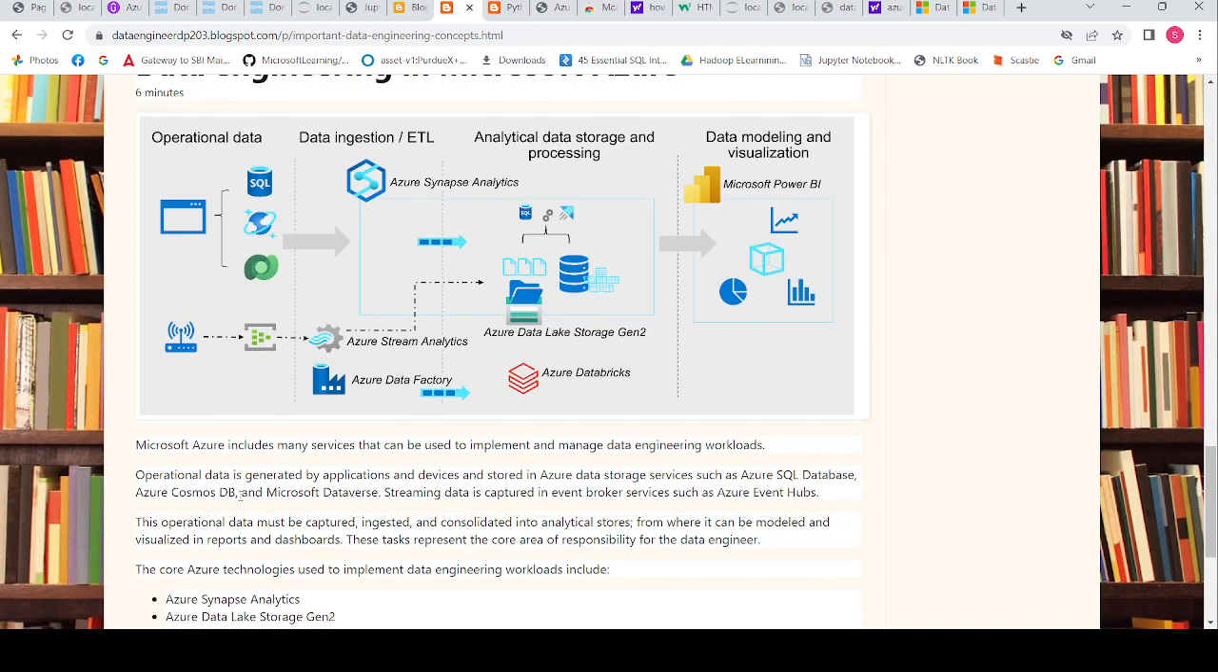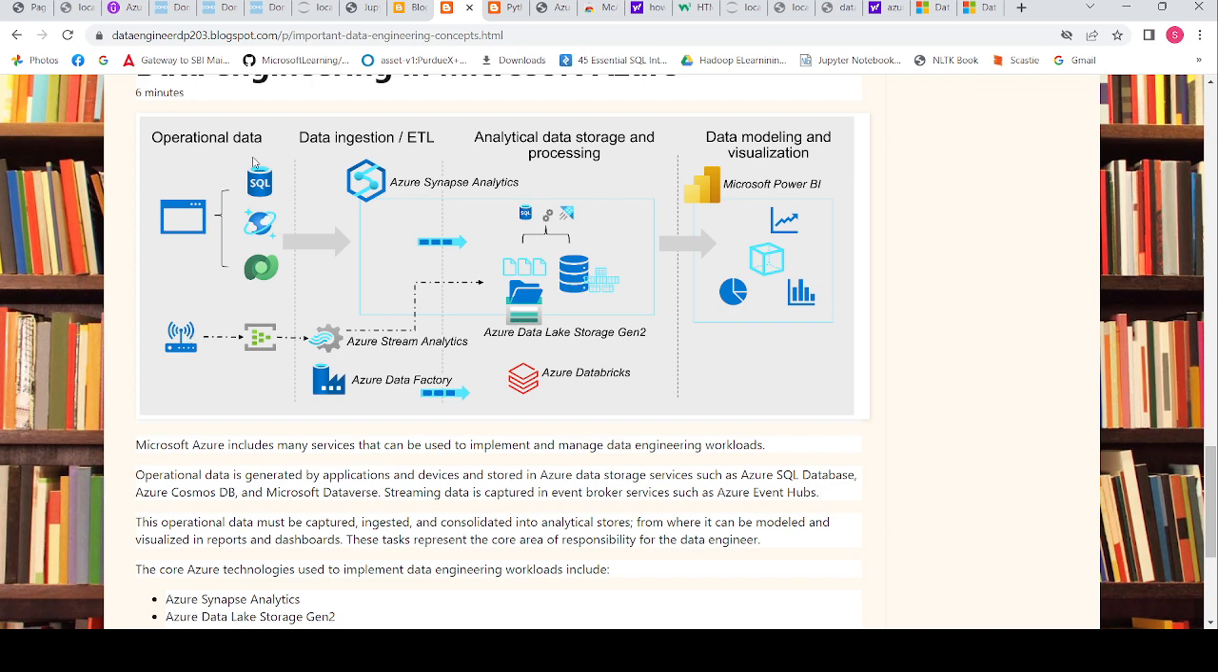Just assume this is an application which is generating data, and this is another application which is generating live data. When this application is generating the data, we capture this batch data into storage systems or services such as Azure SQL Database, Azure Cosmos DB, and Microsoft Dataverse. And this is for streaming data. When some application generates real-time data, we store that data using Azure Event Hub.